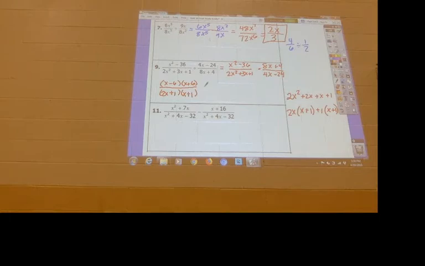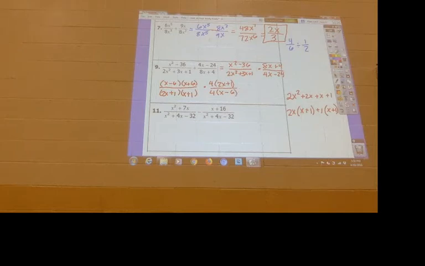Then we have here, can I factor anything out of these two terms? Yes, I can take out a 4. I get 2x plus 1. This bottom one, I can factor out a 4, and I get x minus 6.